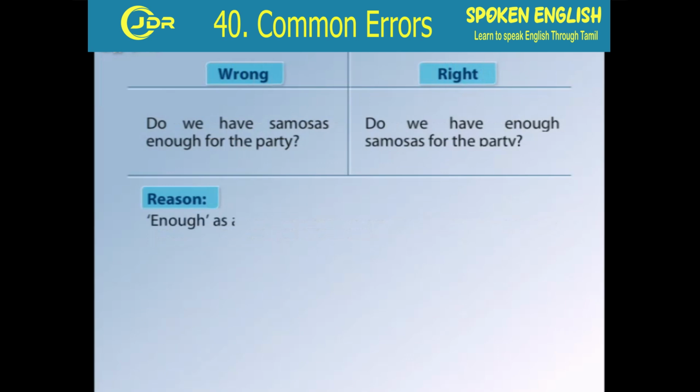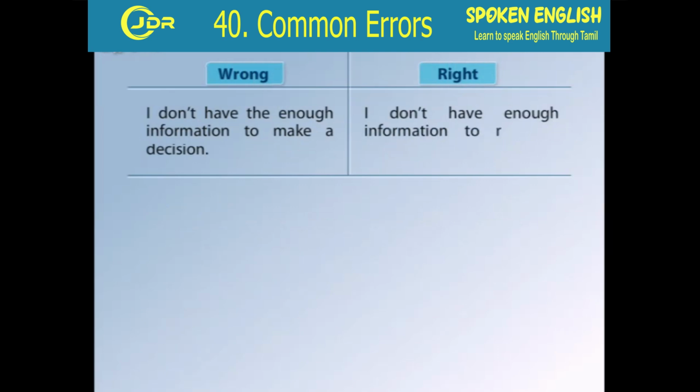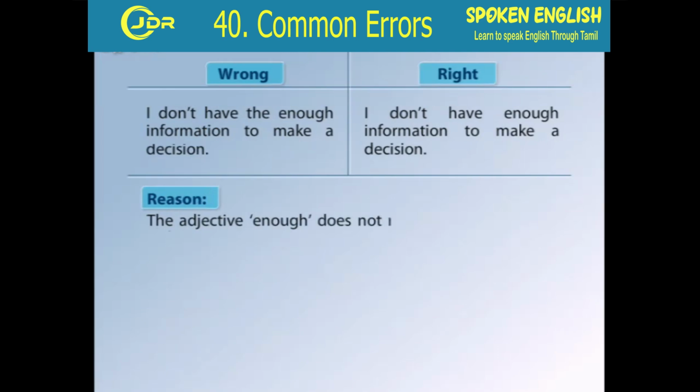Reason, enough as an adjective must come before the noun. Wrong. I don't have the enough information to make a decision. Right. I don't have enough information to make a decision. Reason, the adjective enough does not require the article before it.